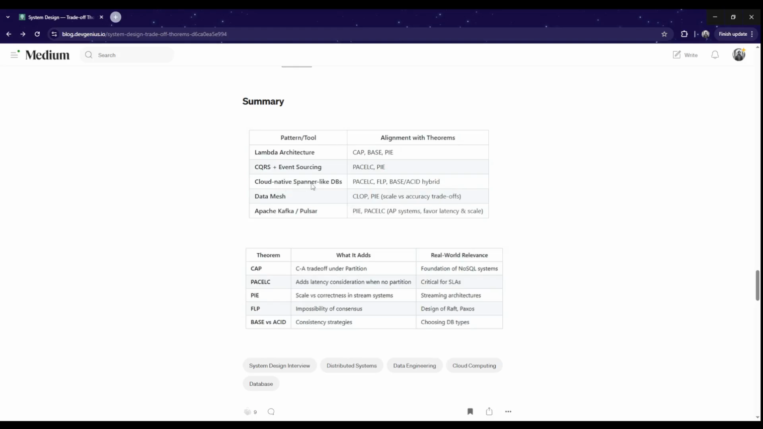So to summarize the things that we have discussed here, we have discussed the CAP theorem, PACELC theorem, PI theorem, and BASE systems. The lambda architecture is an example of those. And for PACELC or PI, we have event sourcing and CQRS, which can be an example of that. Cloud native Spanner-like DBs follow this, and Apache Kafka and Pulsar follow PI or AP systems in favor of latency and scale.